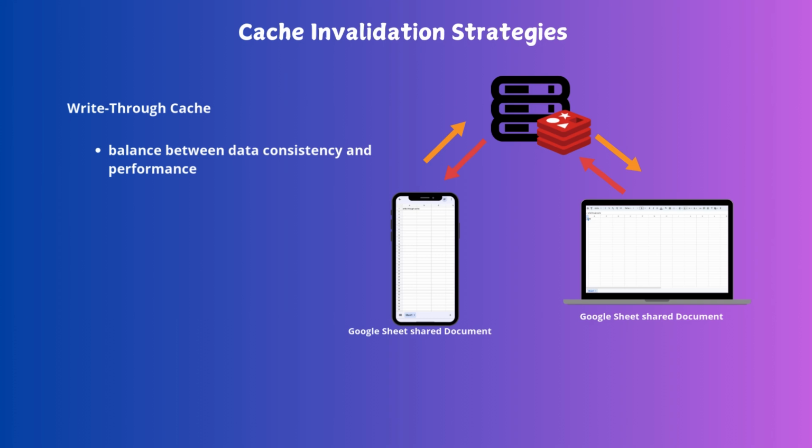In the same way, a write-through cache works by ensuring that any changes made to data are written both to the cache and the main database at the same time. This means that the cache is always in sync with the main storage, ensuring that users always get the most recent version of the data.